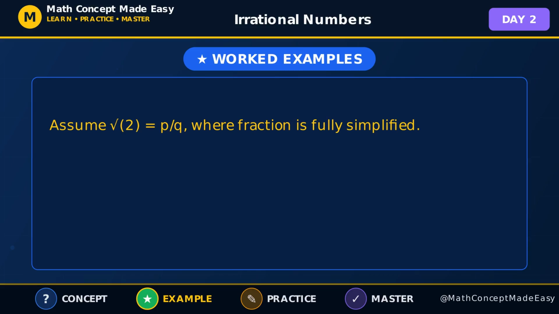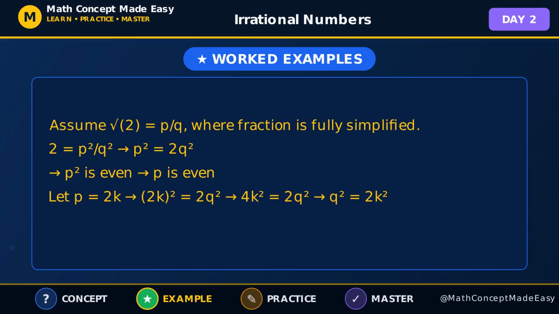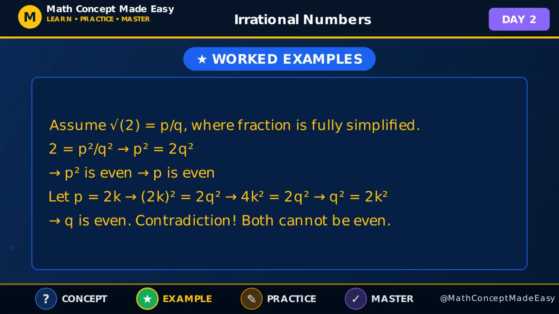Assume the square root of 2 equals p over q, where the fraction is fully simplified. Then 2 equals p squared over q squared, which means p squared equals 2q squared. Which means p squared is even, which means p is even. Let p equal 2k, which means 4k squared equals 2q squared, which means 2k squared equals q squared, which means q squared equals 2k squared. Which means q is even. Contradiction. Both cannot be even.